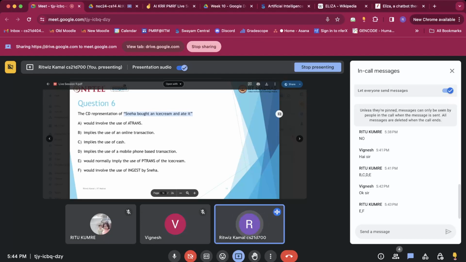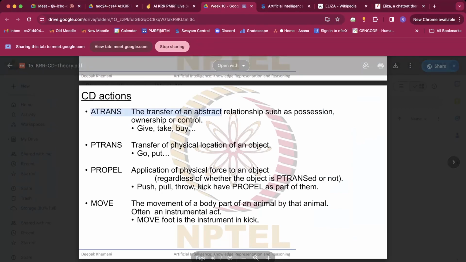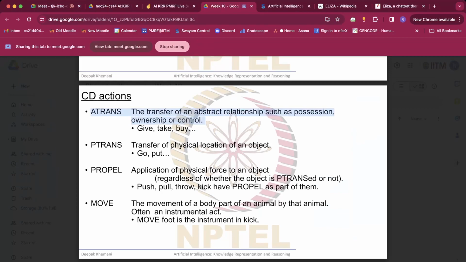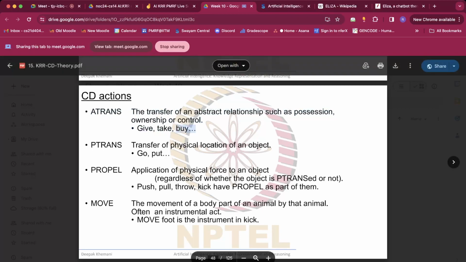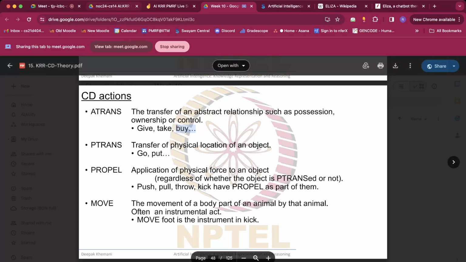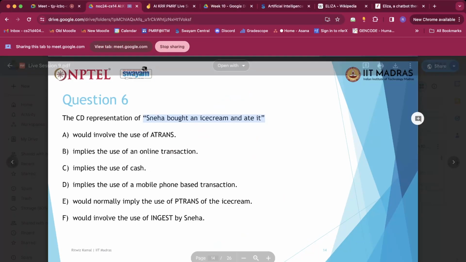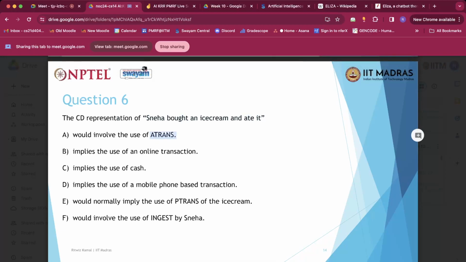Okay, so the first option is that this would involve the use of A trans. If I go back to the lecture slides once more, A trans involves the transfer of an abstract relationship such as a possession, ownership or control. Examples are give, take and buy. So buy is an example of A trans, right? So we are buying something from another person. So because A trans involves this particular action of buying, we can say that the first option is also correct. So the CD representation of this sentence would involve the use of A trans. Okay, so A is correct.